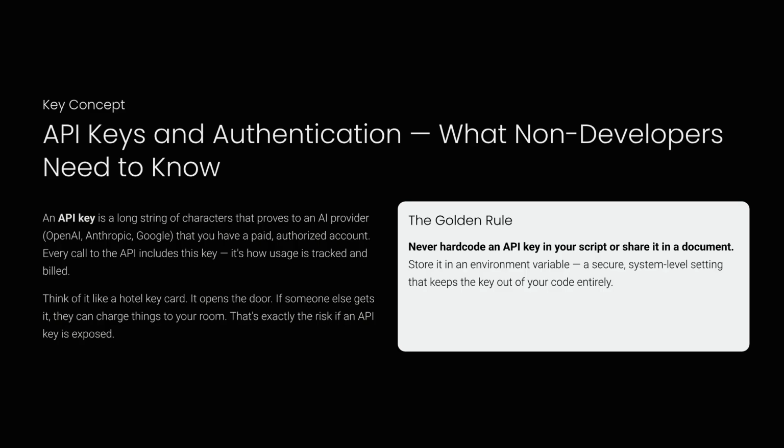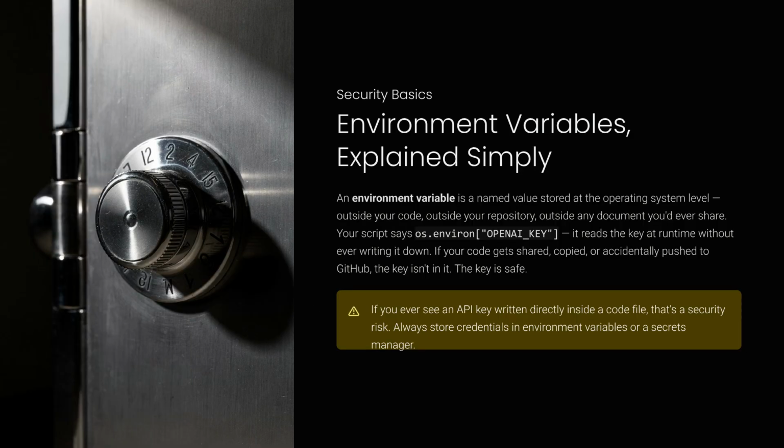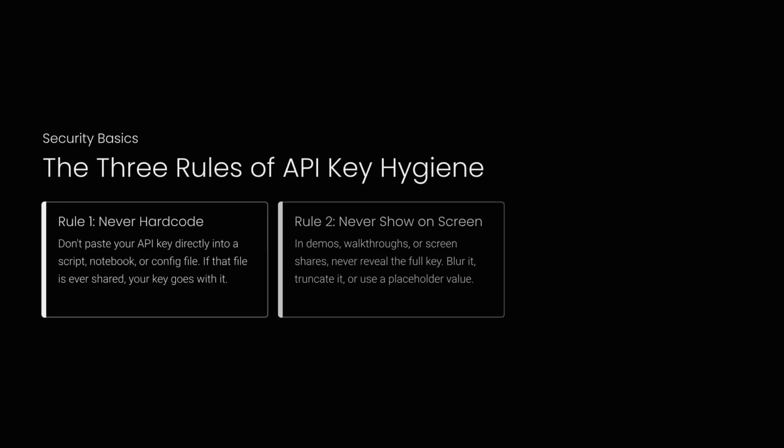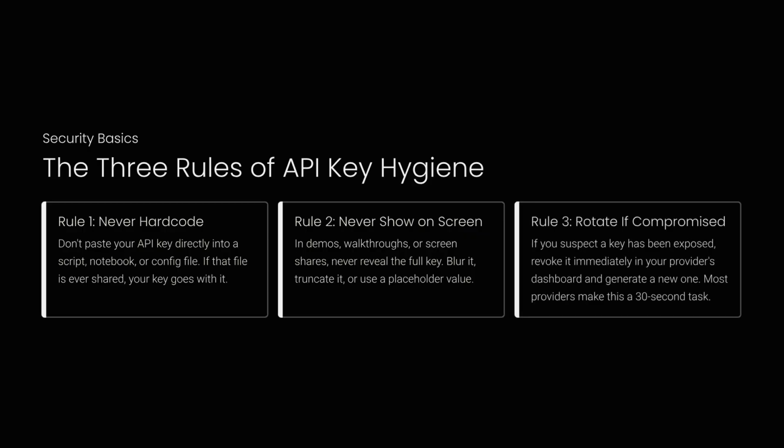Regardless of the pattern, secure authentication is non-negotiable. An API key is your gateway to an AI provider's services. It must be treated with the same caution as a bank password. The golden rule of API hygiene is simple. Never hard code your keys. Always store them as environment variables, which keeps sensitive credentials out of your shared code repositories. Follow these 3 rules. Never hard code your keys, never reveal them on screen during demos, and always rotate your keys immediately if you suspect they have been compromised.